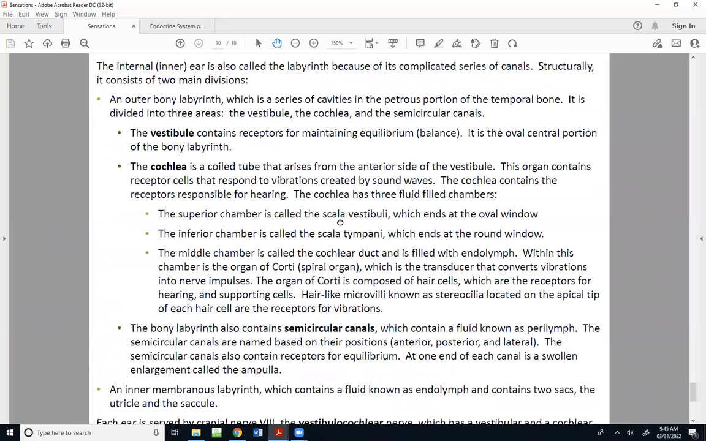Okay, your internal ear, inner ear also goes by the term labyrinth because it is a complicated series of canals. The word labyrinth means like maze.